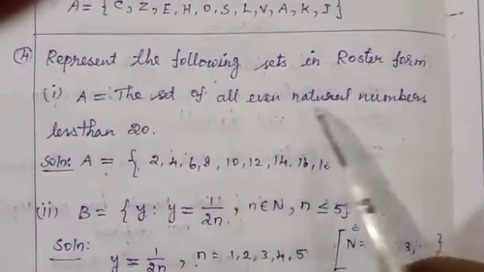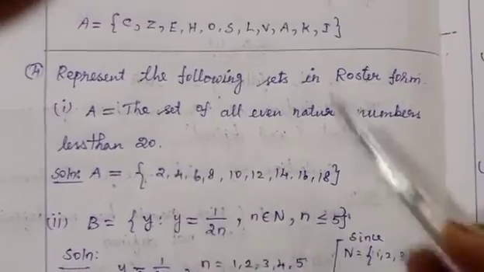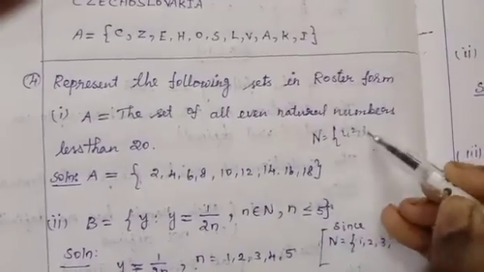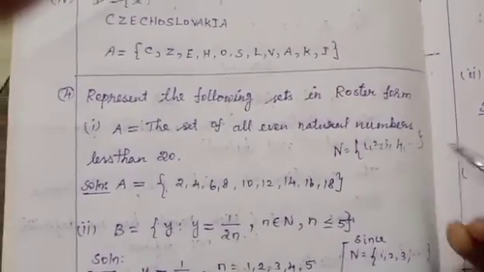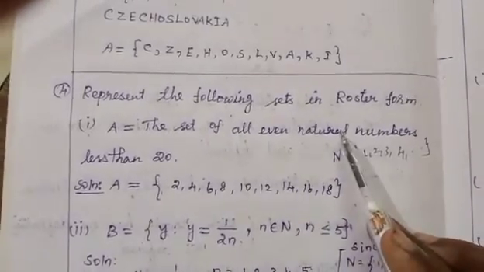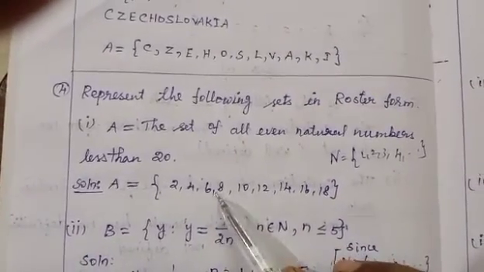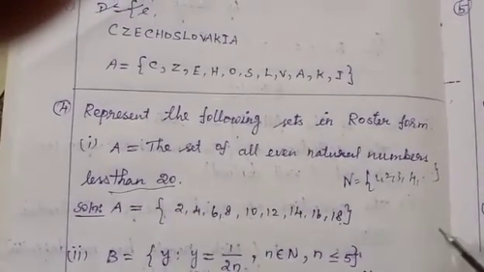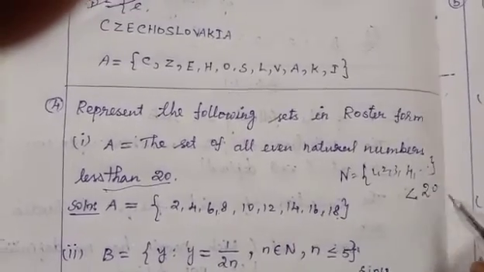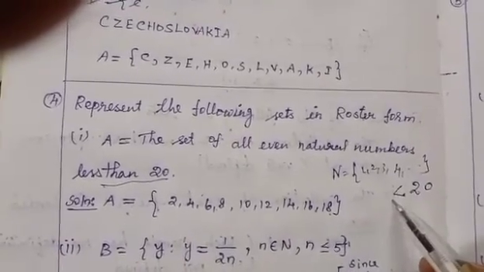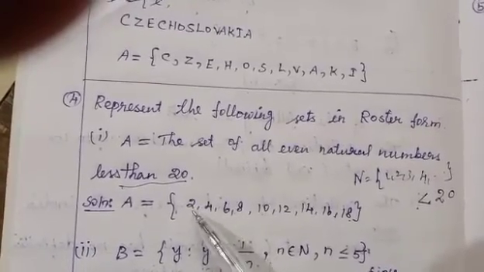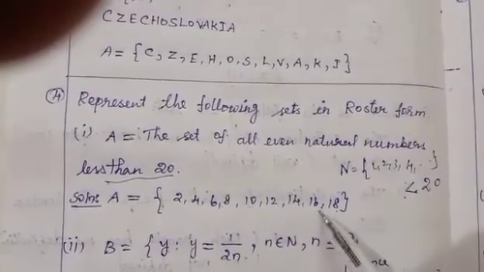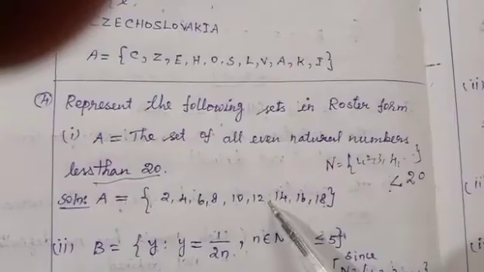Students, first question, the set of all even natural numbers less than 20. Natural numbers, you know, start from 1, 2, 3, 4, etc. Even natural numbers means 2, 4, 6, 8, 10, 12, 14, 16, 18. What condition is given? Less than 20, below 20. So you have to write in roster form, listing the elements: 2, 4, 6, 8, 10, 12, 14, 16, 18. Have you understood, students? Yes.